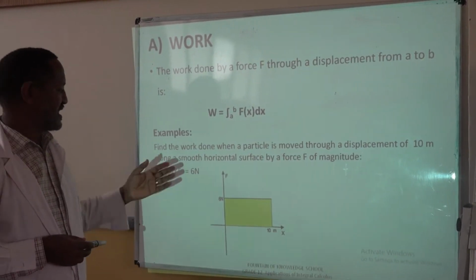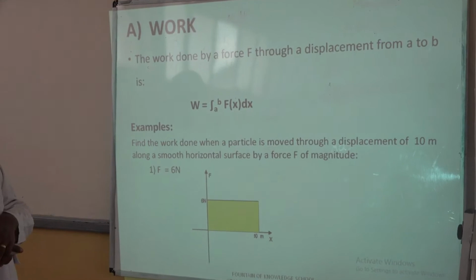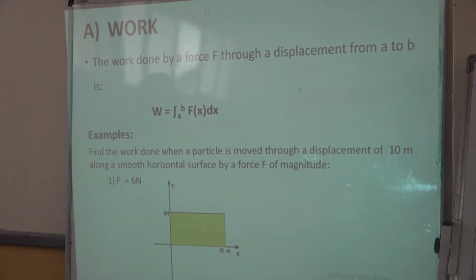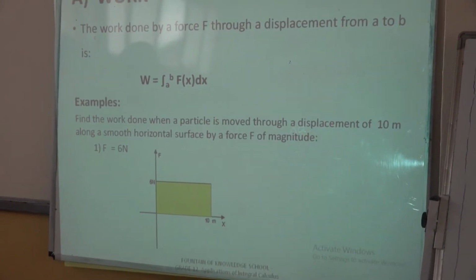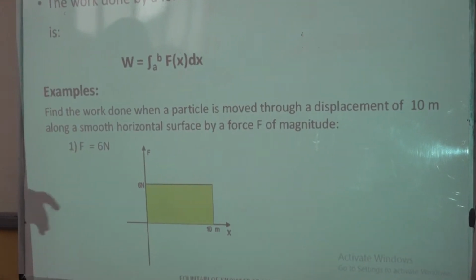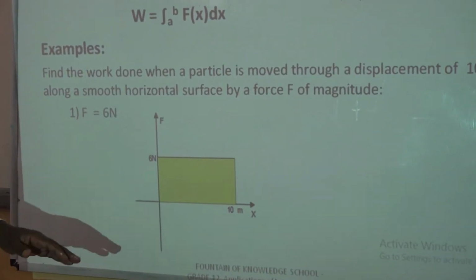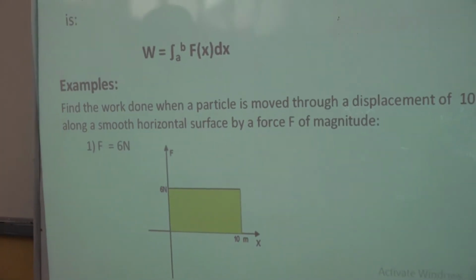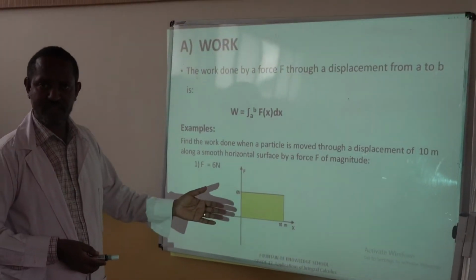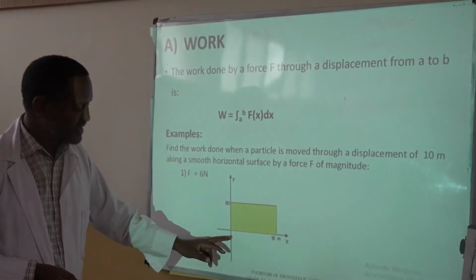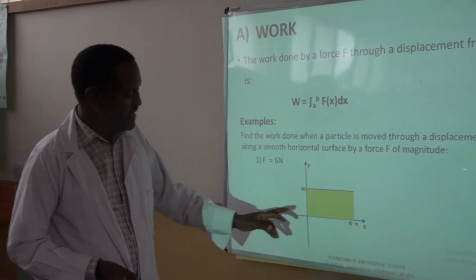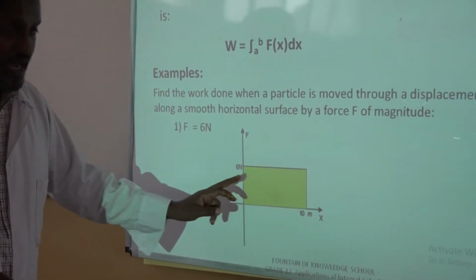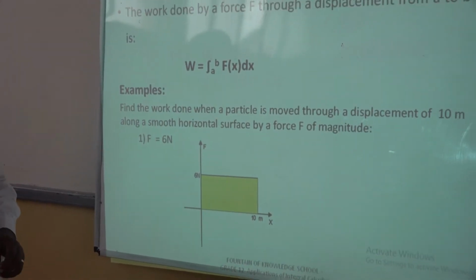Now, for instance, let us have the following example. Find the work done when a particle is moved through a displacement of 10 meters along a smooth horizontal surface by a force F whose magnitude is 6 Newton. The force is a constant force, a fixed force. Therefore, area is nothing but, this is a rectangle, area is base times height. Therefore, the work done will be base is 10, and height is 6, 10 times 6, it is 60 joule.